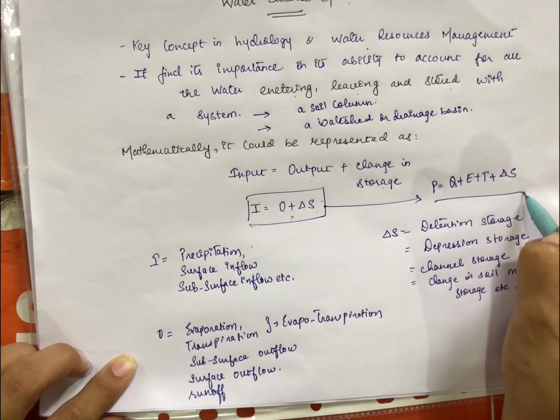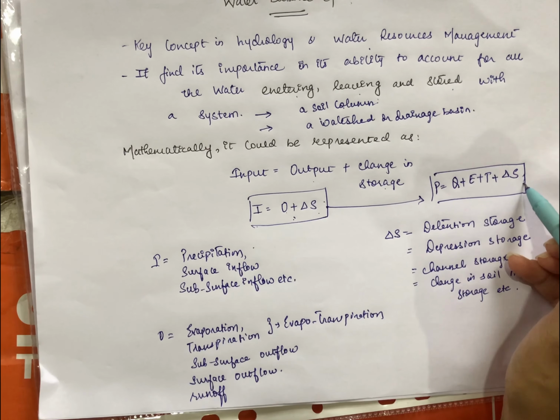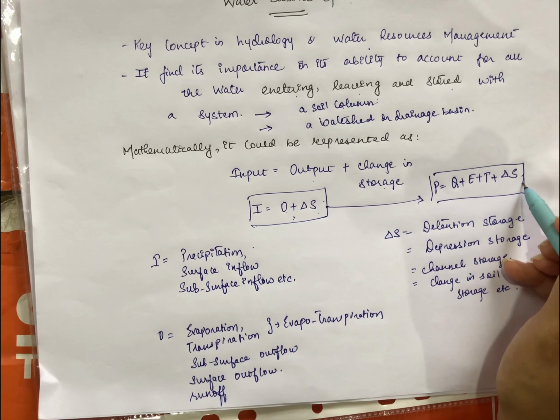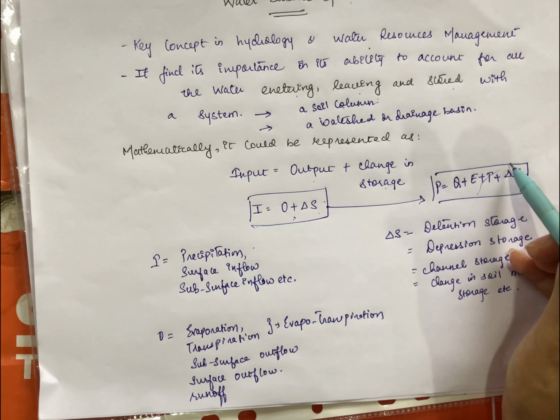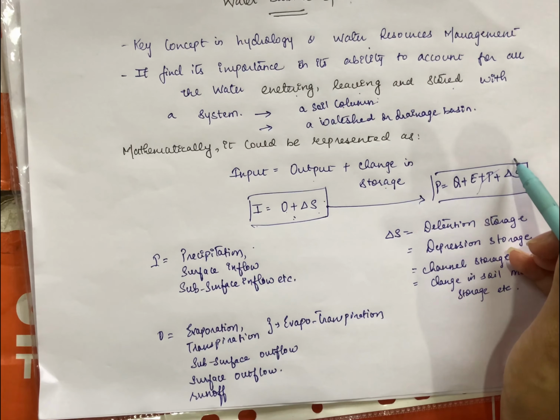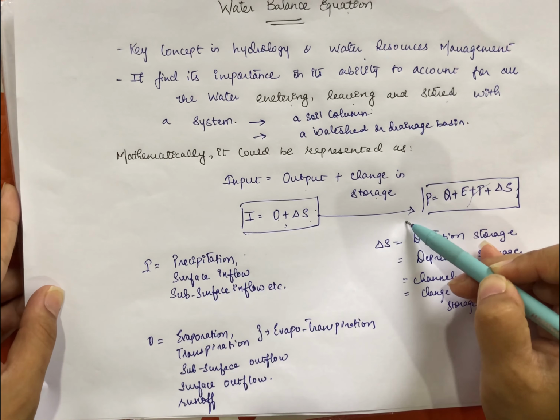So mathematically we can represent this equation as follows, and this equation finds its importance in planning irrigation and drainage systems, in managing watersheds and river basins, in flood control, pollution control, etc. Groundwater management and recharge related studies can also be carried out using the water balance equation.